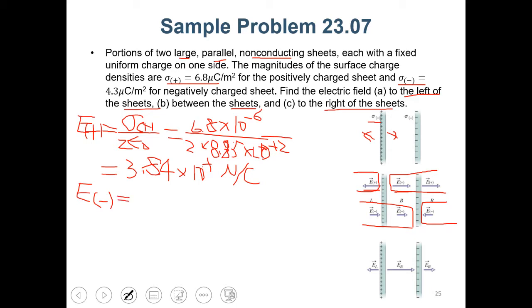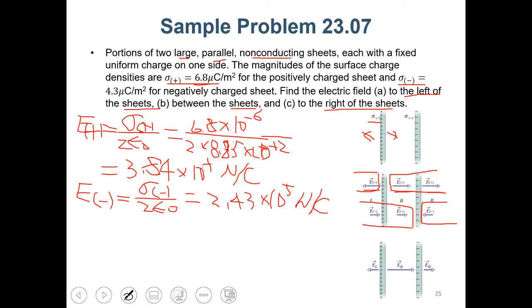So you can just substitute E minus to be sigma minus over 2 epsilon naught. And you just substitute the number, 4.3 mu. So it is half of the previous one. Not actually half. No, not actually half. This is 6.8, this is not 3.4. This is 4.3. So this is actually 2.43 times 10 to the 5th power Newton per Coulomb.